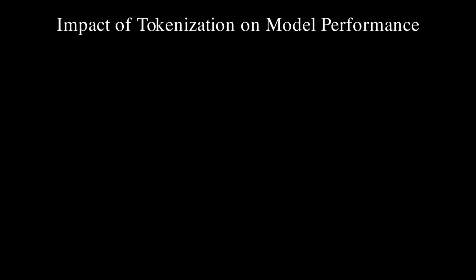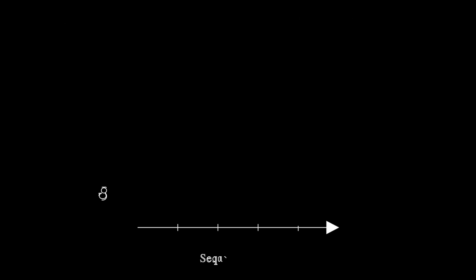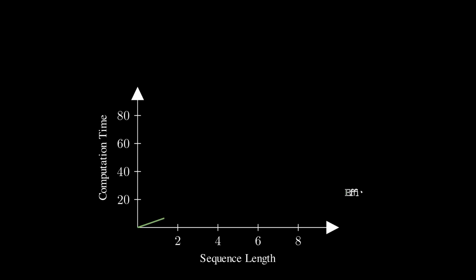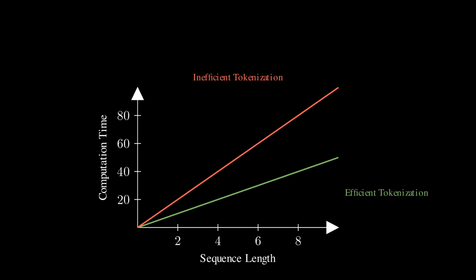The choice of tokenization method directly impacts model performance. Efficient tokenization leads to shorter sequences, reducing computational requirements and improving understanding.